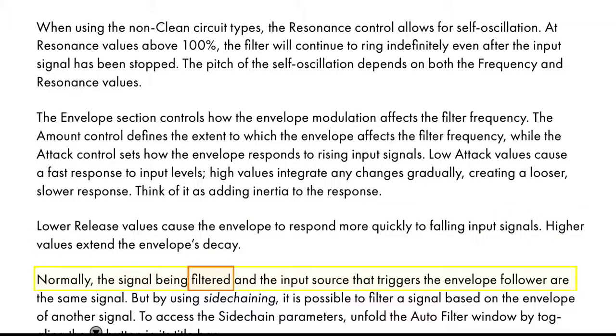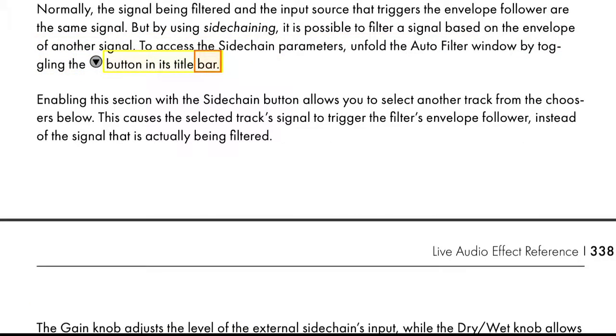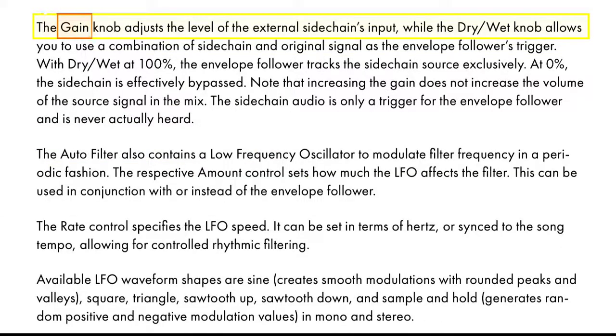Normally, the signal being filtered and the input source that triggers the envelope follower are the same signal. But by using sidechaining, it is possible to filter a signal based on the envelope of another signal. To access the sidechain parameters, unfold the auto filter window by toggling the button in its title bar. Enabling this section with the sidechain button allows you to select another track from the choosers below. This causes the selected track's signal to trigger the filter's envelope follower, instead of the signal that is actually being filtered. The gain knob adjusts the level of the external sidechain's input, while the dry/wet knob allows you to use a combination of sidechain and original signal as the envelope follower's trigger.